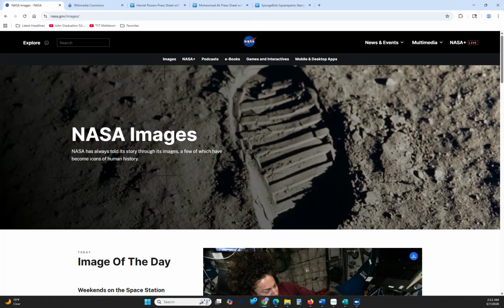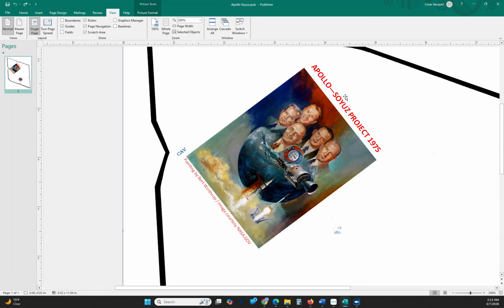Although that's normally the case, whenever I use an image from NASA, from a NASA website or a government website, I always include a line at the bottom saying something to the effect of image courtesy of NASA, or whichever agency or website I got it from. I can show you an example here. It's an Apollo-Soyuz painting by Burt Winthrop, image courtesy nasa.gov.